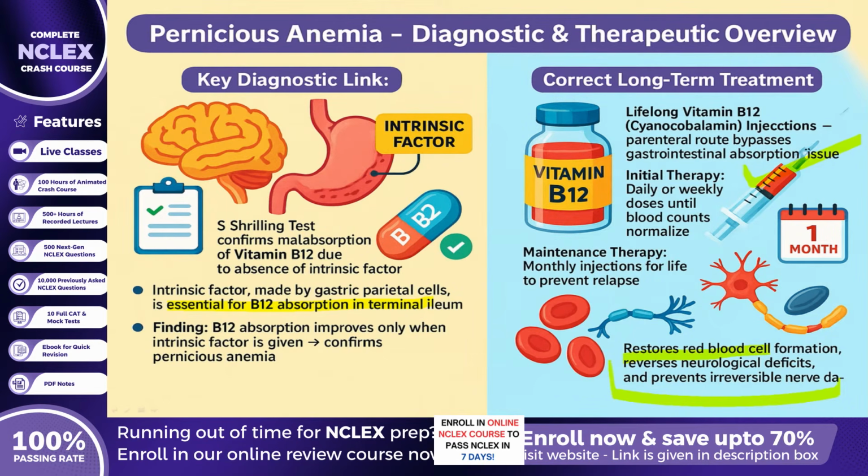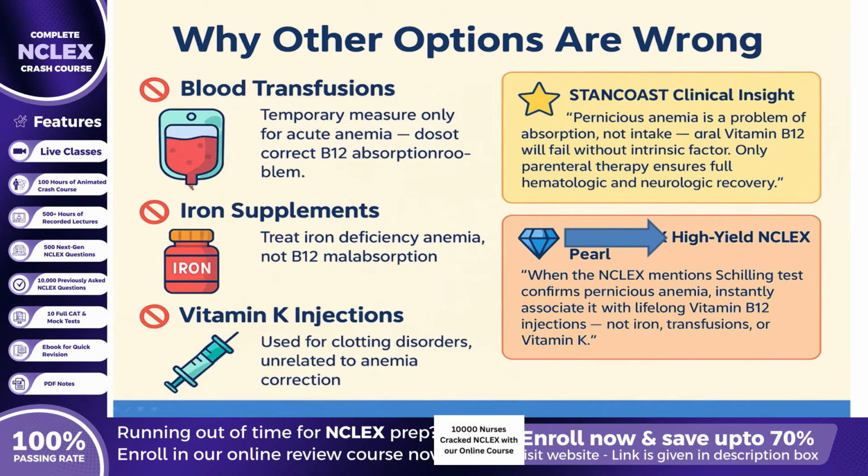Option 1, which suggests blood transfusions, would be appropriate only for acute blood loss or severe anemia due to hemolysis, not for pernicious anemia. It provides temporary support, but does not correct the vitamin B12 absorption problem. Moving on to option 2, iron supplements are used for iron-deficiency anemia, which results from chronic blood loss or poor dietary intake. Although both iron and vitamin B12 deficiencies can cause anemia, the pathophysiology and treatment differ entirely. Finally, option 4, vitamin K injections, are indicated for bleeding disorders or clients on anticoagulant therapy, as vitamin K supports clotting factor activation, not red blood cell production.